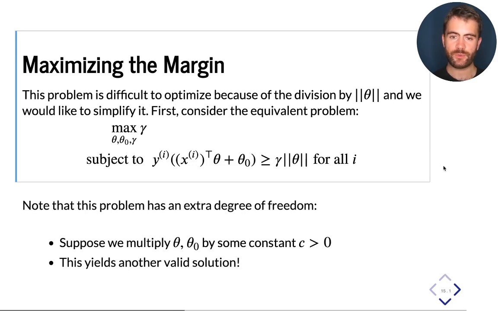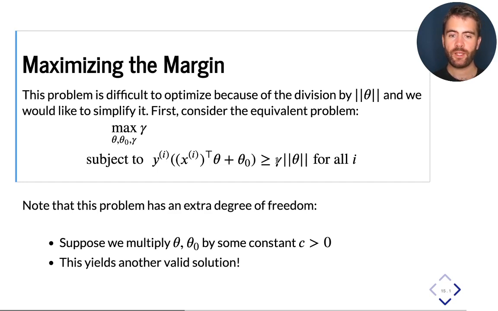And I want to make the observation that this optimization problem is in a sense inefficient because it has extra degrees of freedom. In particular, suppose that we multiply theta and theta 0 by some positive constant c. Then we will have another perfectly valid solution. My new value of theta and theta 0 will still satisfy this constraint with the same value of gamma, and so I have just found another valid solution to my optimization problem.